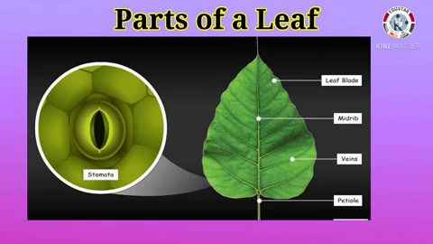The veins are arranged differently in different leaves. In some leaves, the veins are arranged in the form of a network, while in others, the veins are arranged in straight lines. Leaves have tiny openings called stomata. Air enters the leaves through the stomata.